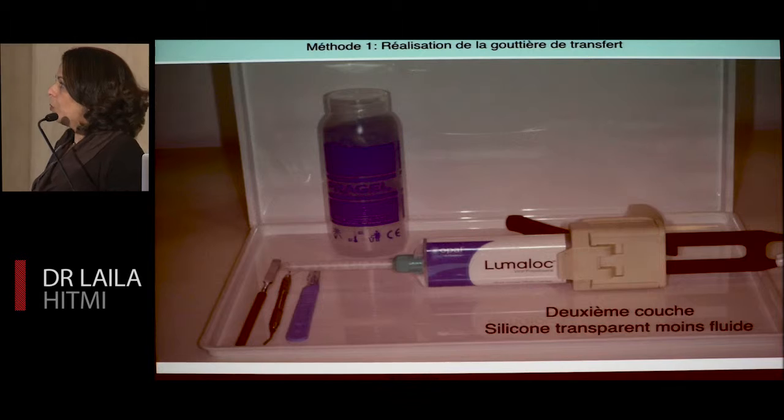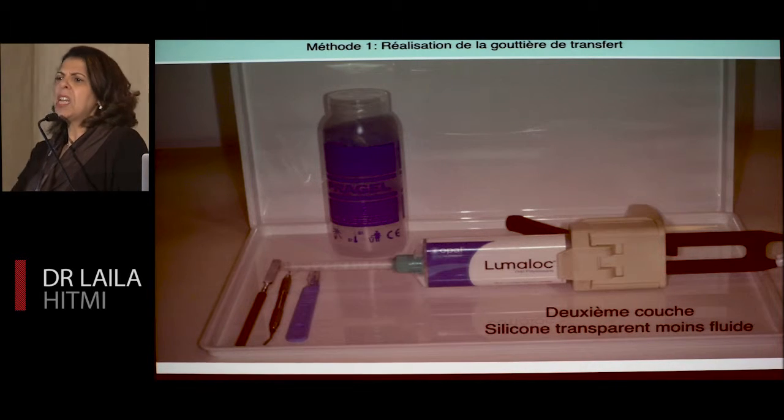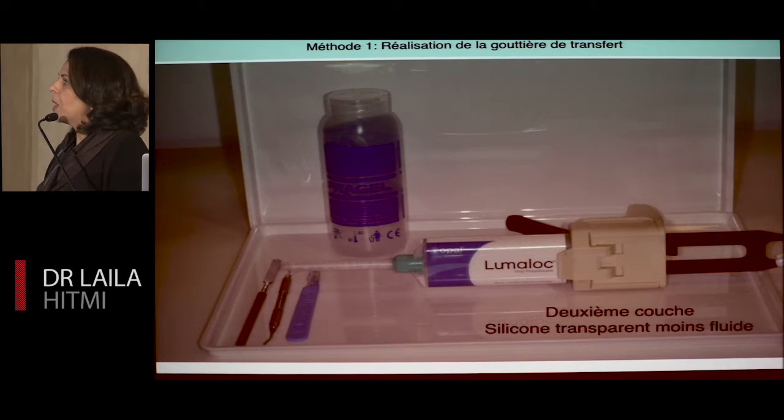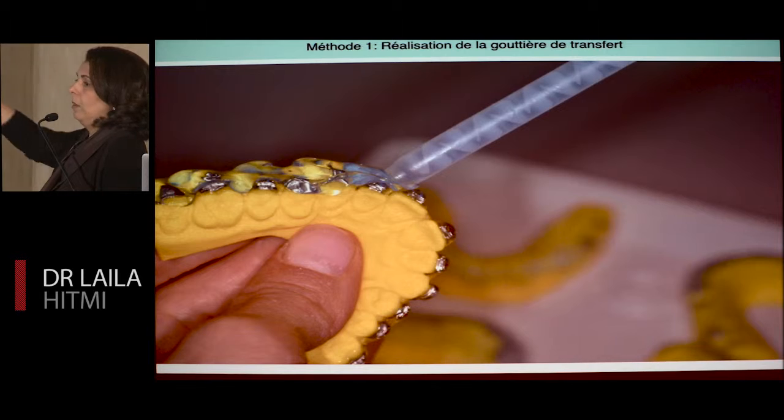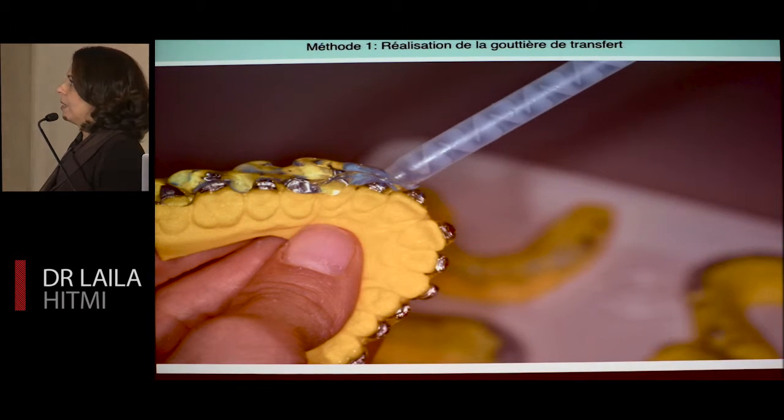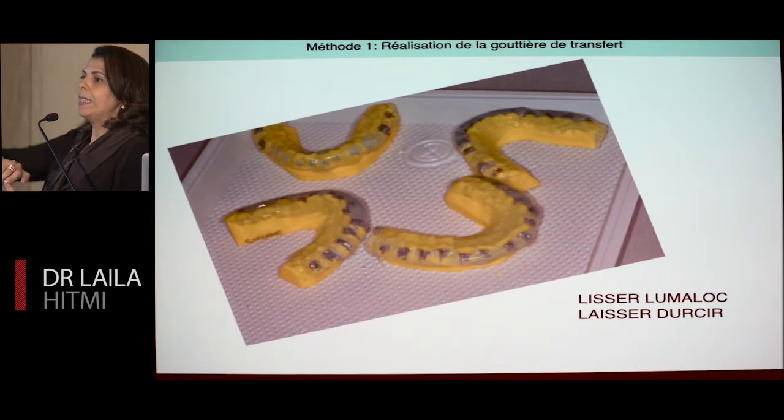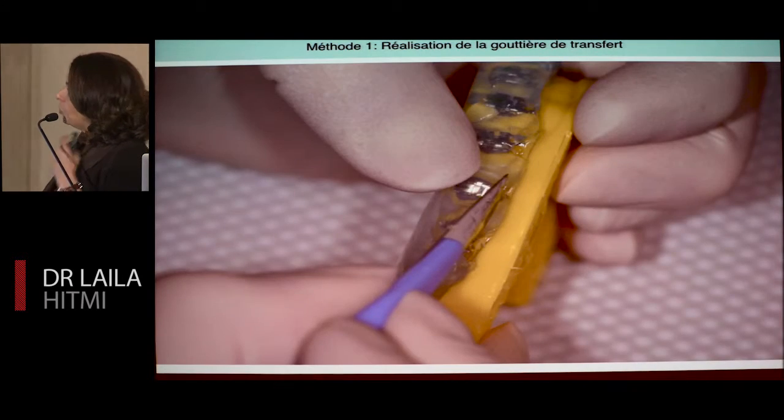Next, as soon as it's hard, you place the second layer, Lumaloc, a silicone which is very much the equivalent of Lumazil or Regitrans, same texture. And this is what provides the body for the positioner. Again, it wraps around the buccal face, occlusal face, a little bit the lingual face.